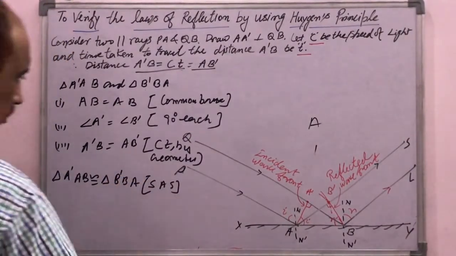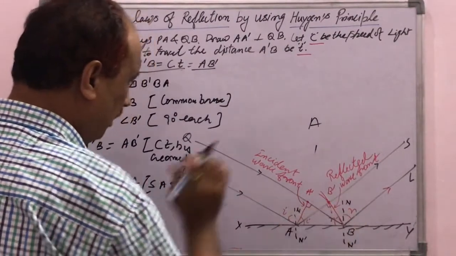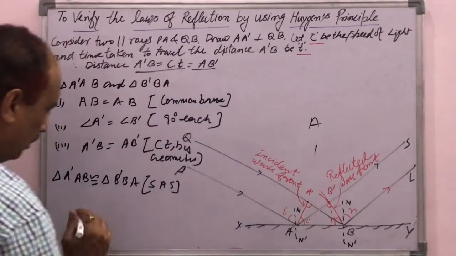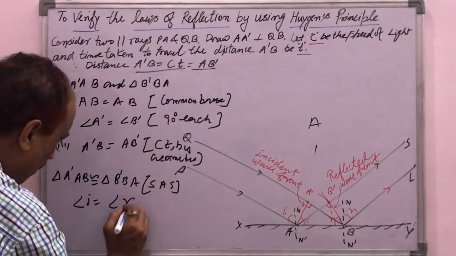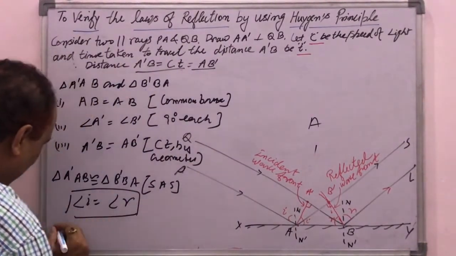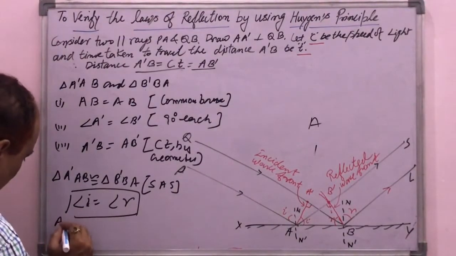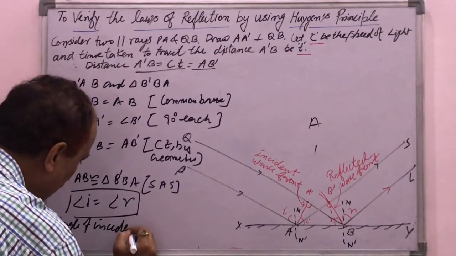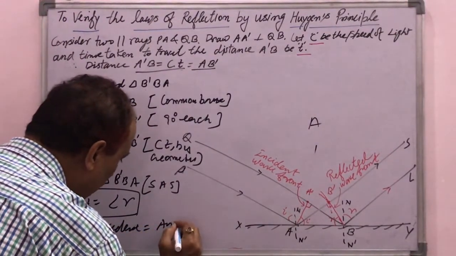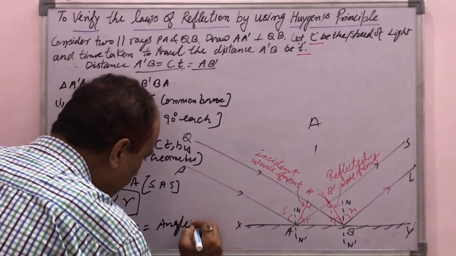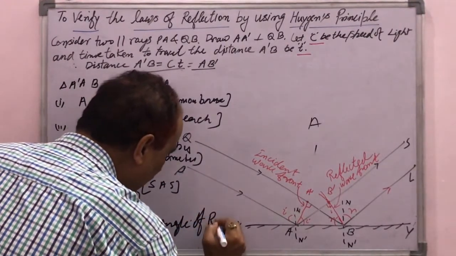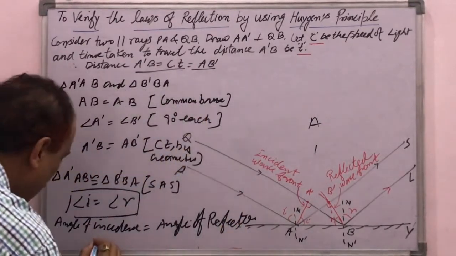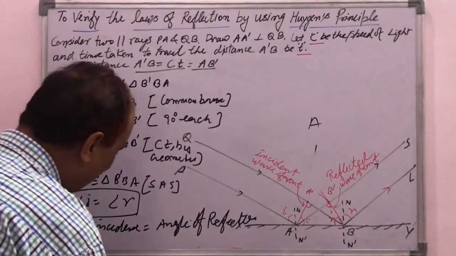Since the triangles are congruent to each other, all the parts of these two triangles will be equal to each other. Now by using that rule, angle I in the first triangle is equal to angle R. The angle I is the angle of incidence, and it is equal to the angle of reflection. So it means the law of reflection is verified.